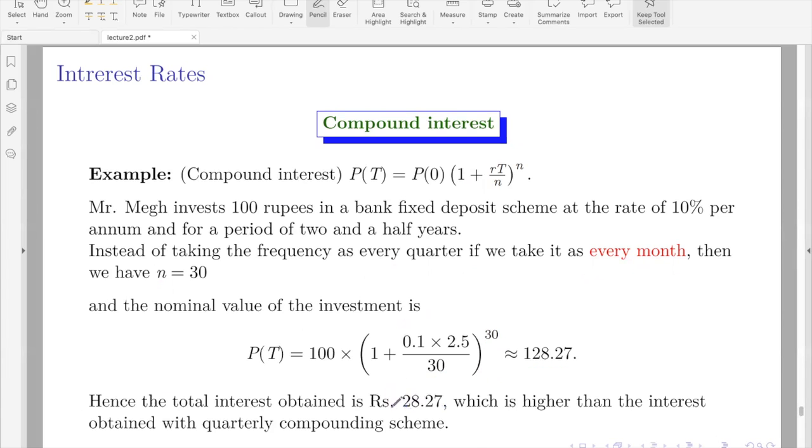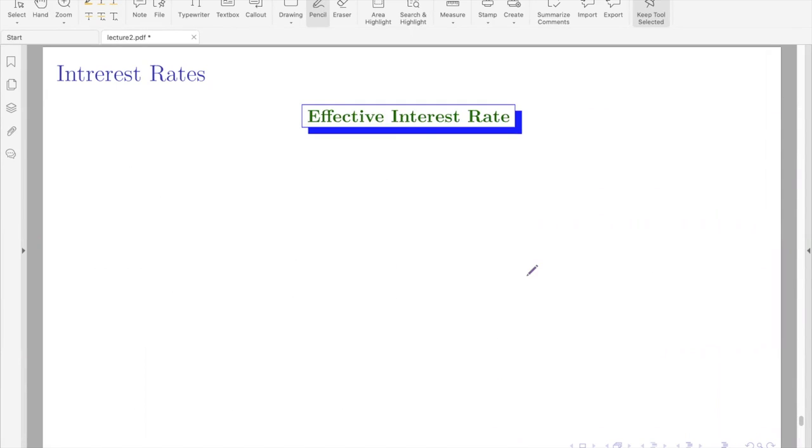The interest paid in this case is 28.27. If you recall, on quarterly basis, we had 28 rupees. Okay, so it's slightly higher than the quarterly compounding scheme. Next, let us introduce an important concept called effective interest rate.